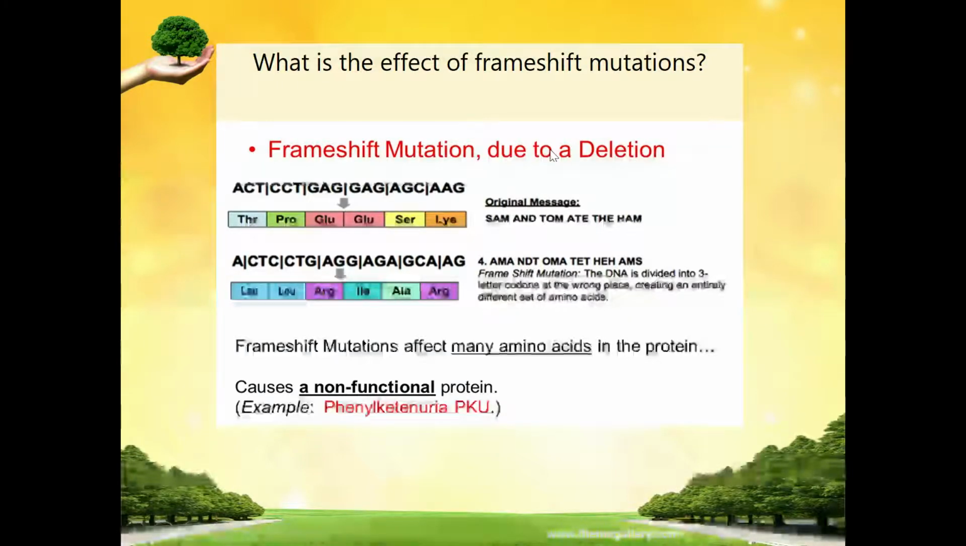Diseases caused by frame shift mutation in genes include Crohn's disease, phenylketonuria, cystic fibrosis, and some forms of cancer.